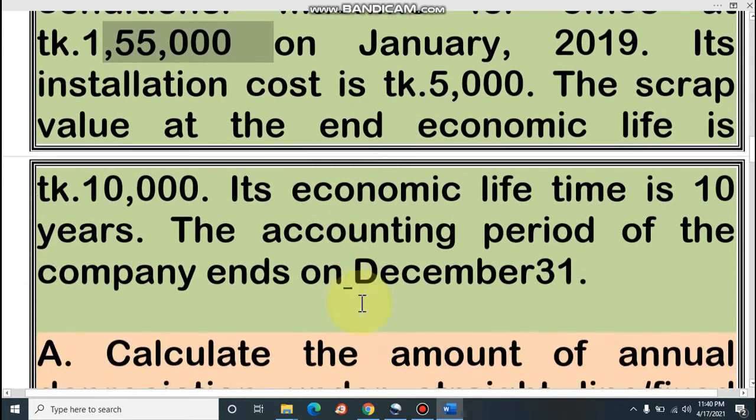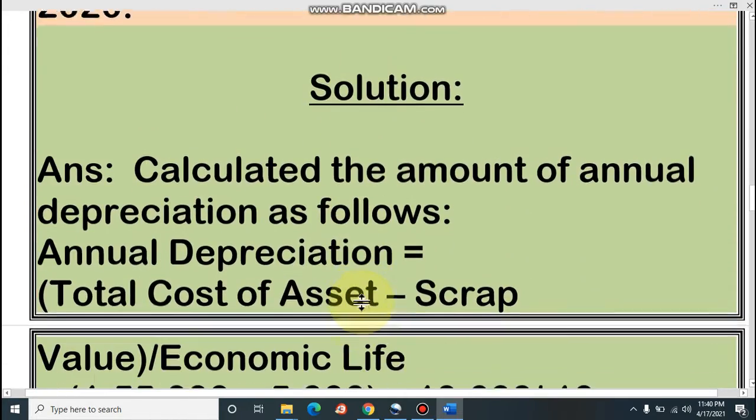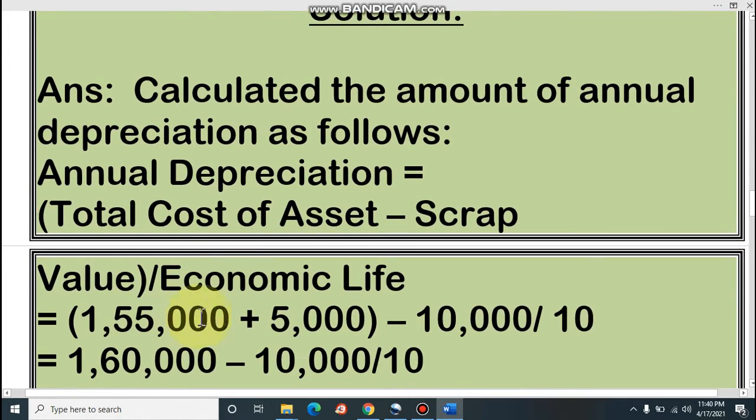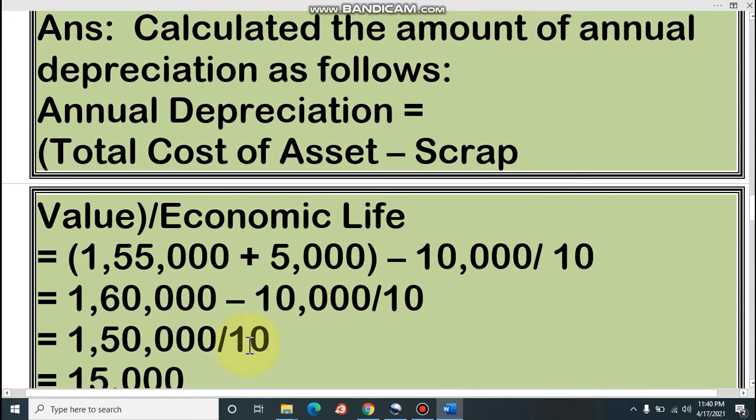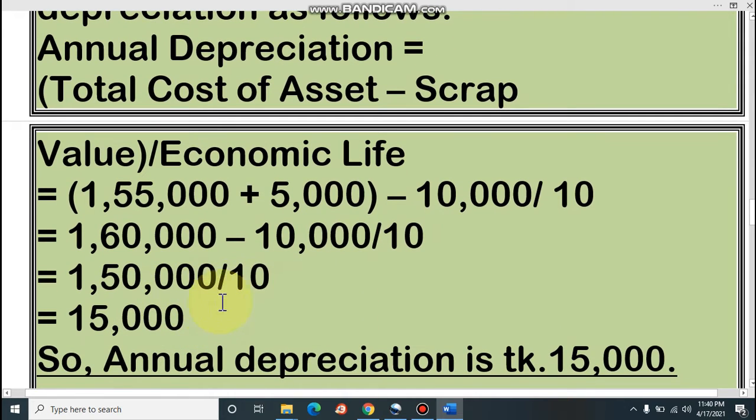Let's see the calculation again. Total cost of asset 1,55,000 plus 5,000, minus 10,000 scrap value, divided by 10. That means 1,60,000 minus 10,000 divided by 10. 1,50,000 divided by 10 is 15,000. So yearly depreciation is 15,000. I hope you understand the calculation of depreciation. This is a very easy one. In this way we can determine the amount of depreciation under the straight line method. I hope all of you can.